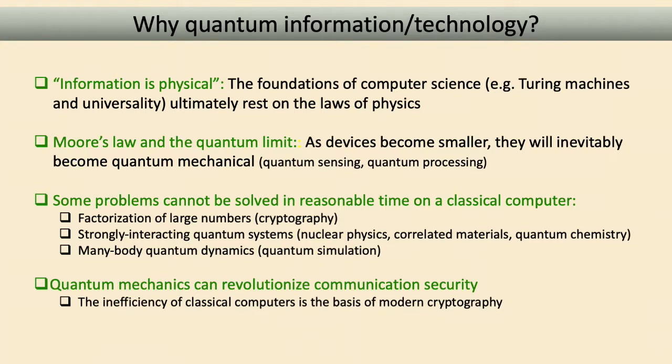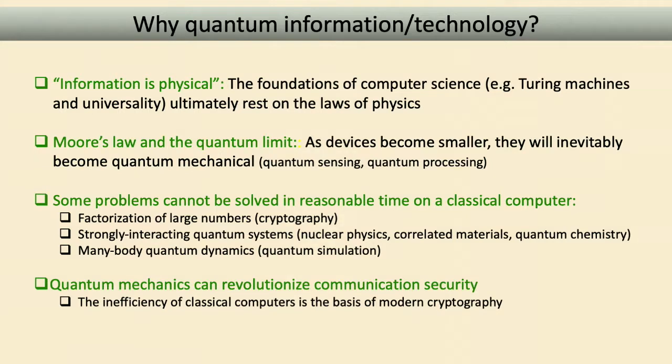So first of all, information itself is physical. You can't separate information from the object, the physical system that contains the information. You can't separate it at the end of the day from the information itself. So the foundations of computer science, things like Turing machines and universality, ultimately depend on the laws of physics. So that's one motivation.